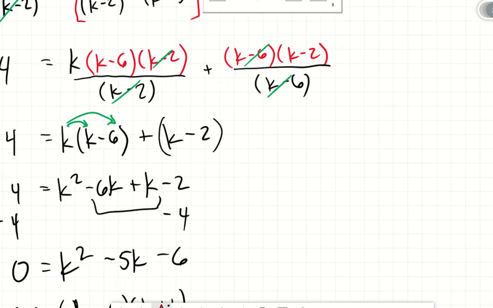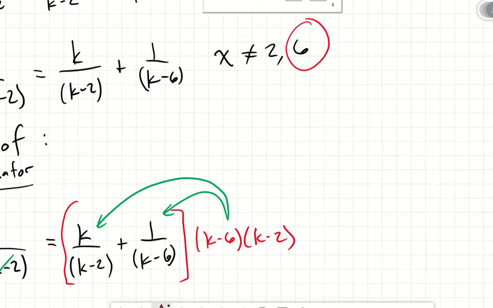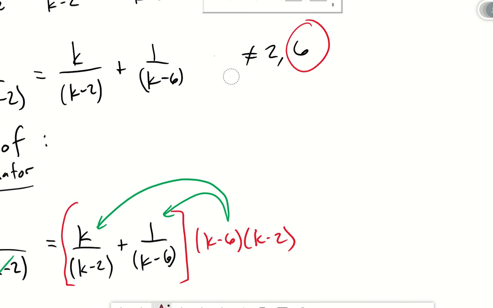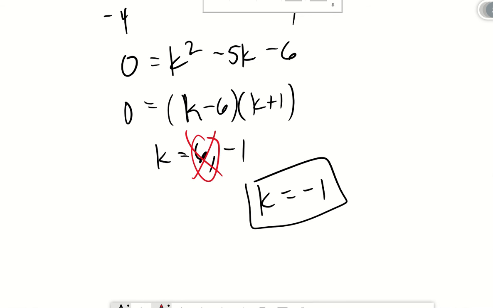And then let's look up here and see which one. So look. X is not allowed. This is supposed to be k, not x. K is not allowed to be equal to 6, which means k equals negative 1. And on to the next one.